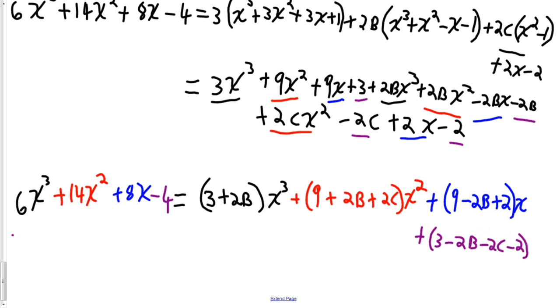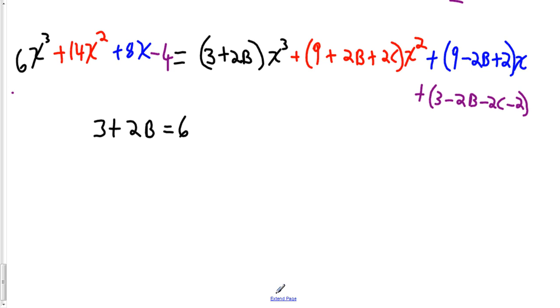All right, so we can find what we need from here. For instance, I can find b because I know that 3 plus 2b, the coefficient of x cubed on the right-hand side, has to equal 6, the coefficient of x cubed on the left-hand side, which tells me that b is equal to 3 halves. All right, that's great. I have b now. The only thing I need now is c.